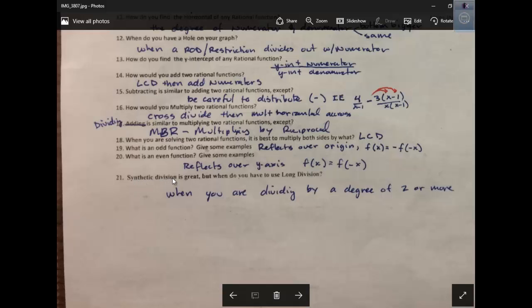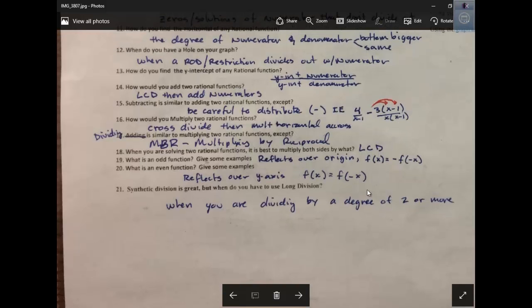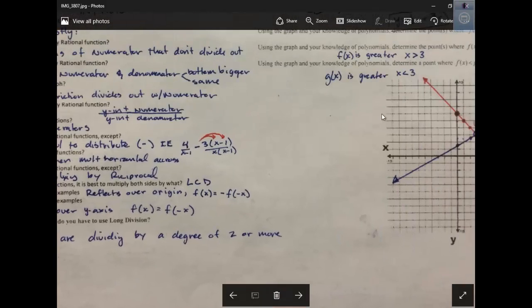Okay, synthetic division is great, but when do you have to use long division? That's when you're dividing by a degree of 2 or more in the denominator. So when we don't have just like an x minus 1 in the denominator.